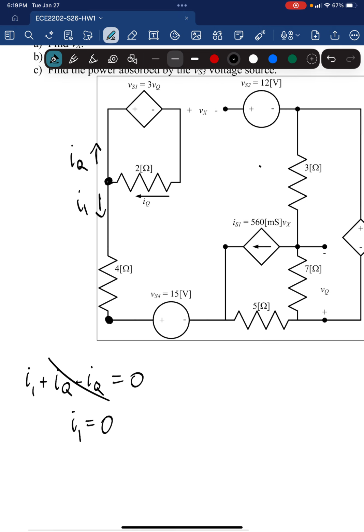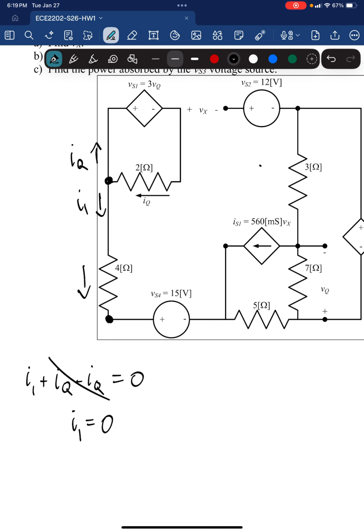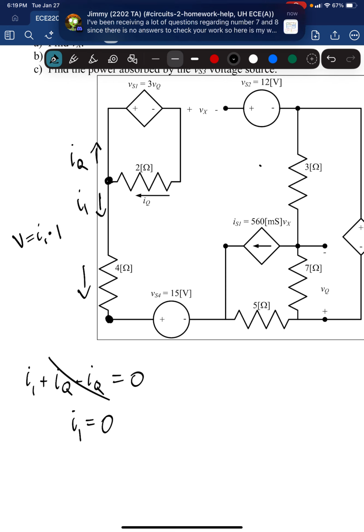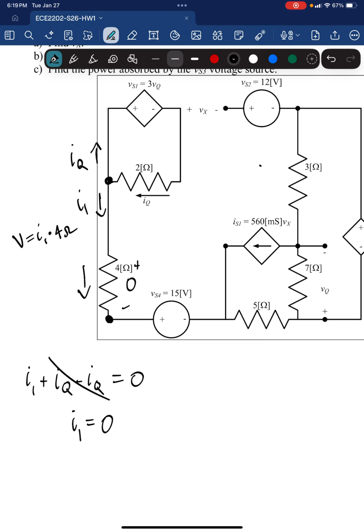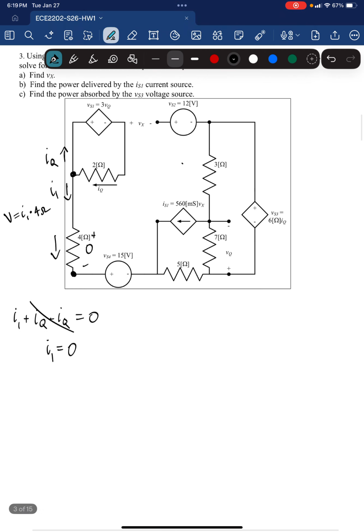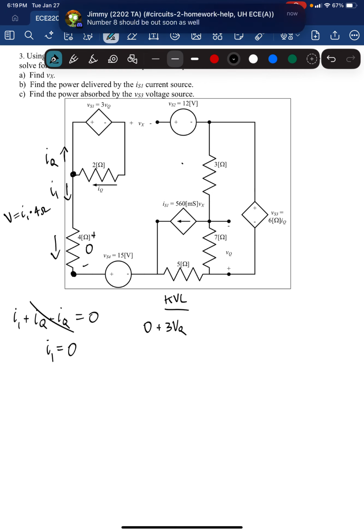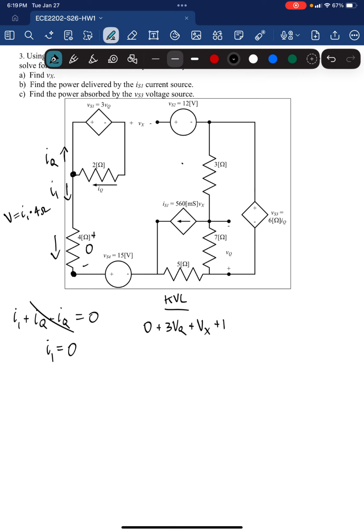So if I1 is 0, then we know that there's 0 current going through this resistor, and by Ohm's law, we know that there is 0 volts across this 4 ohm resistor. So our first term in our KVL is just going to be 0 volts. Then we're going to continue going around, and we'll hit this 3VQ battery. So we're going to do plus 3VQ. And then we're going to jump across this gap here because we know the voltage across it, which is plus Vx. And then plus 12 volts. And then we're going to come down here. We're going to get plus 6 IQ.